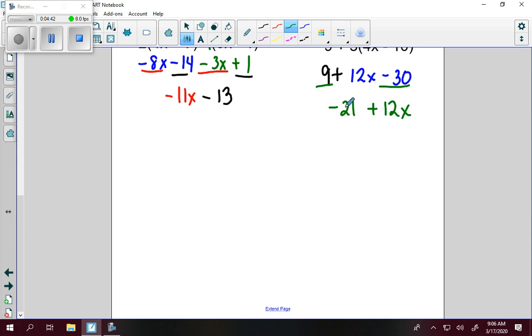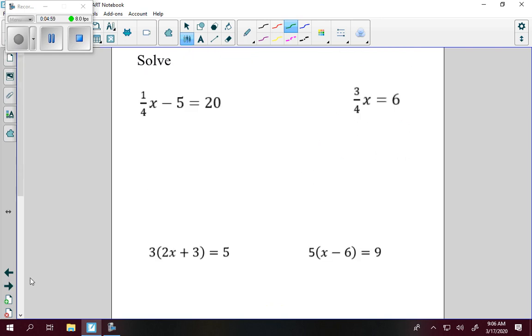Keep in mind, if you did the 12x first, you could have 12x minus 21. The minus sign stayed in front of the 21, and the plus sign stayed in front of the x. So both are acceptable answers. Let's move on. Let's move on to solving equations.